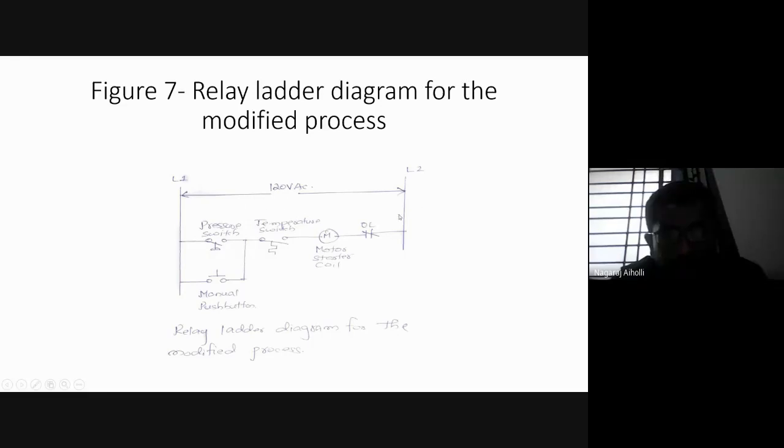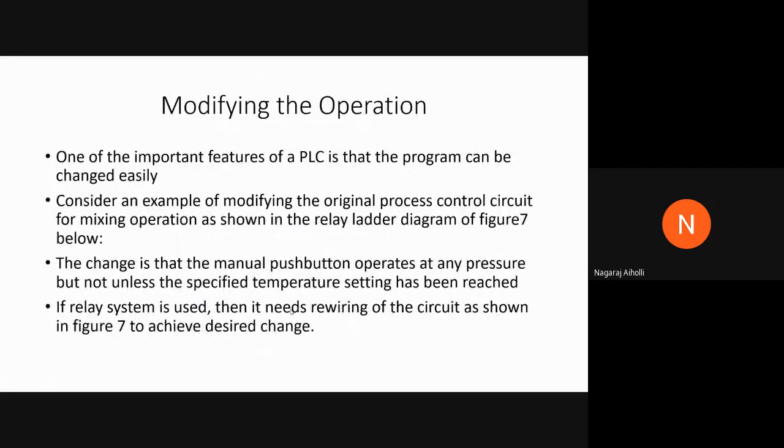The same 120 volts AC voltage is applied. Setup, everything, components are the same. Only the way in which you are connecting the input components is slightly changed. The change is that the manual push button operates at any pressure, but not unless the specified temperature setting has been reached. The manual push button operates at any pressure, but only when the manual push button closes its contact and the temperature sensor closes its contact, only then is the motor going to get energized.